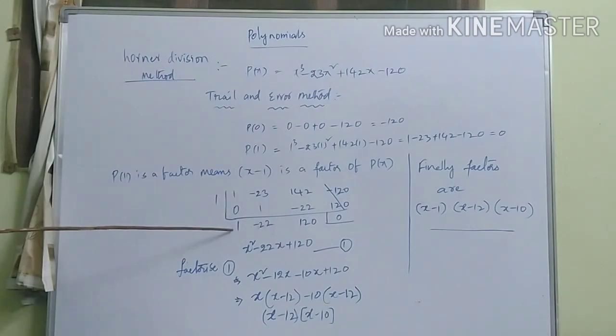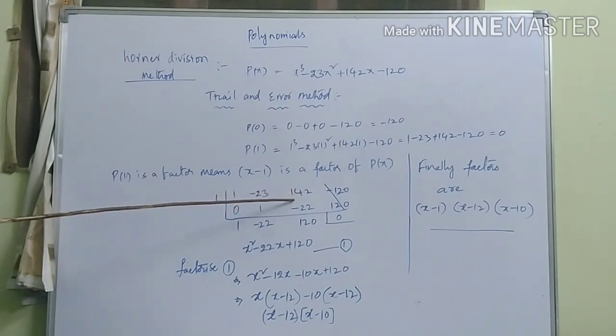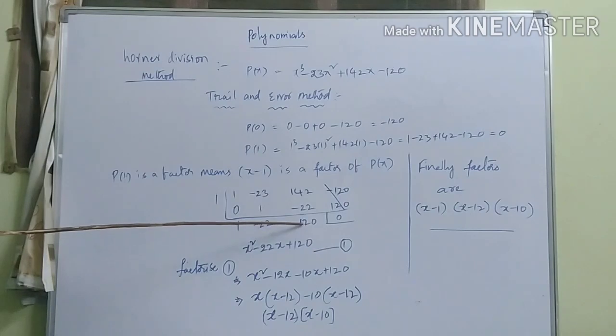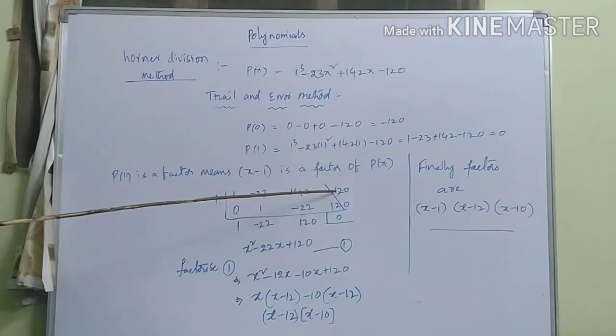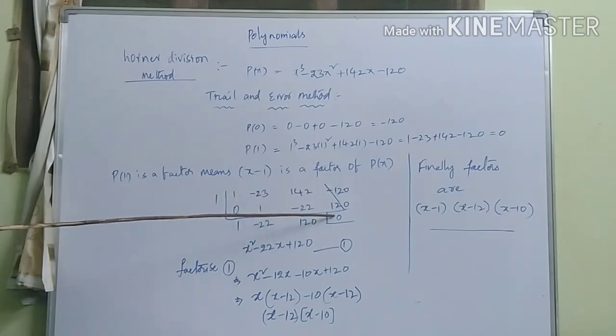1 plus 0 is equal to 1. 1 ones are 1. Minus 23 plus 1 is equal to minus 22. Minus 22 ones are minus 22. 142 minus 22 is equal to 120. 120 ones are 120. Minus 120 plus 120 cancels, so the result is 0.